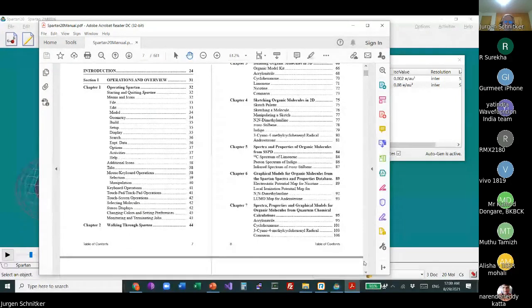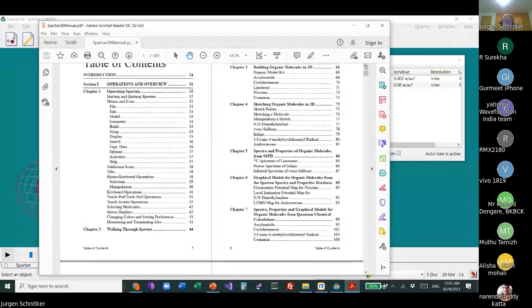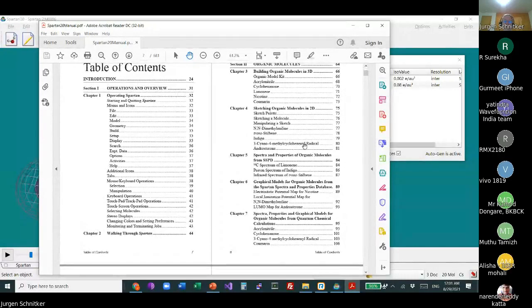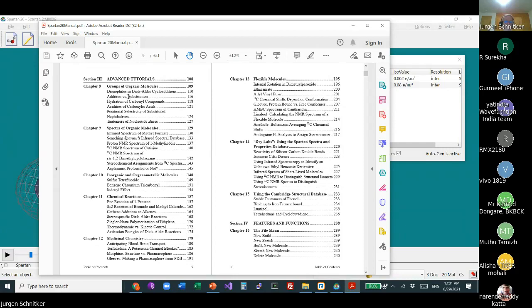Three-quarters of it is sort of a conventional manual, going through all the menus and all the options and so on. But there's the beginning of the manual. There are tutorials which are exceedingly well written, where you spend some quality time with it, building organic molecules in 3D, sketching organic molecules in 2D. You saw me do examples of that already. Spectra and properties from the database. Groups of organic molecules, you already saw that.